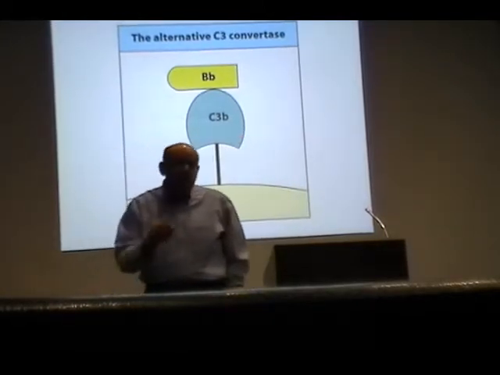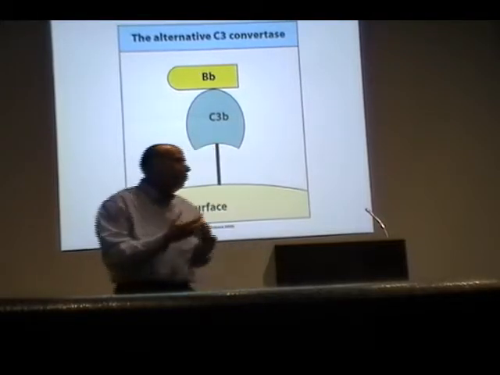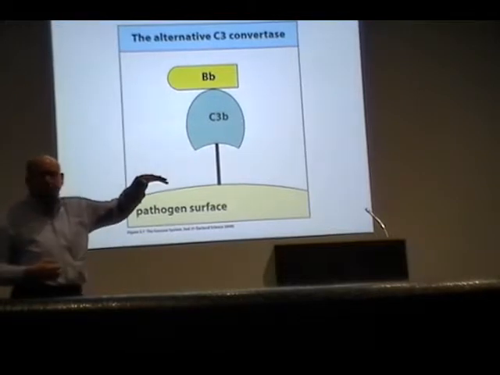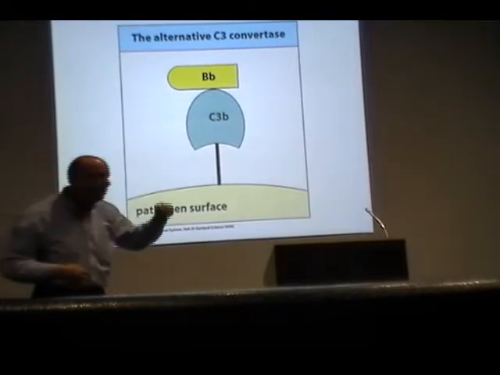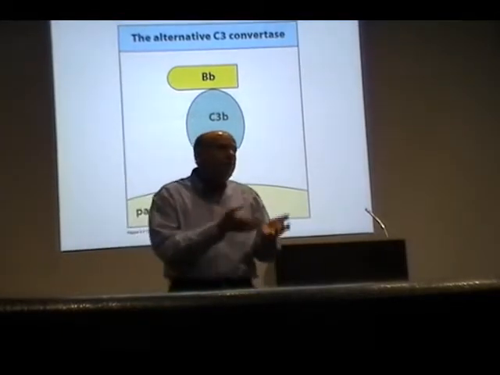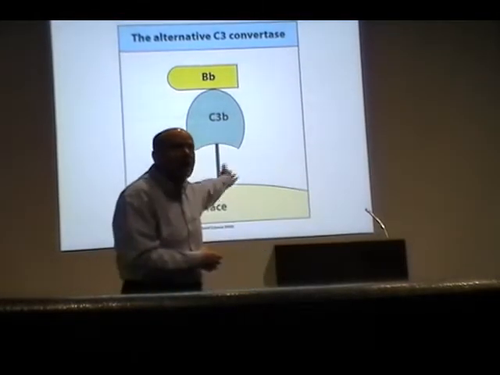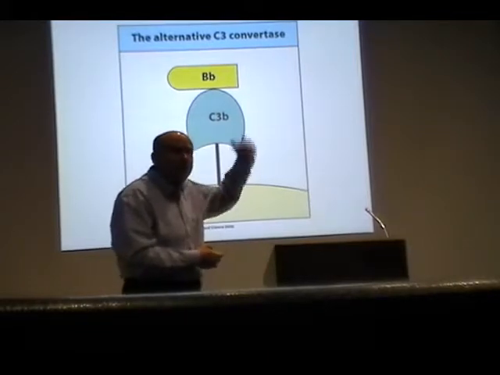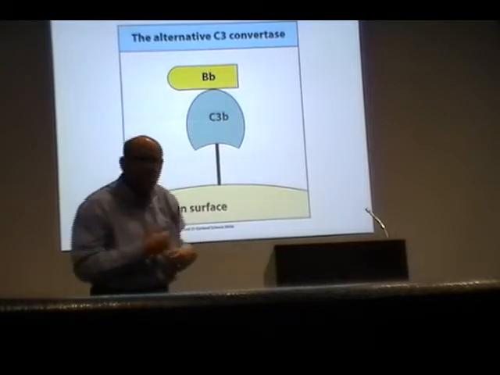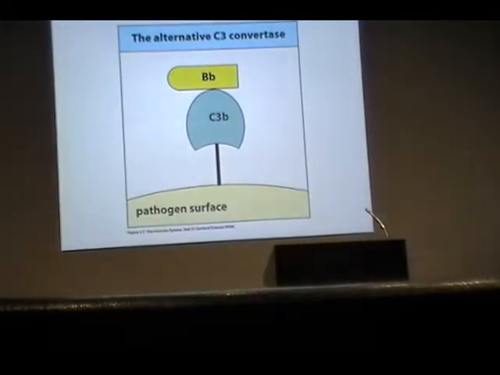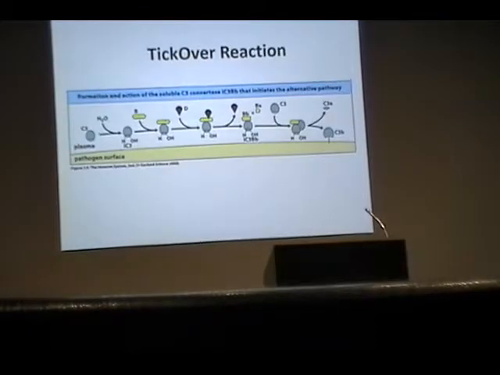That C3b bound to the bacteria allows for the formation of this C3b convertase, which is C3bBb. I haven't told you what B is yet, but we'll get there. We still have the problem though. How did C3 get cleaved by this guy? Because you need C3b to be this guy, and we don't have this guy around. So we still have that conundrum. And that's solved by the tick-over reaction.